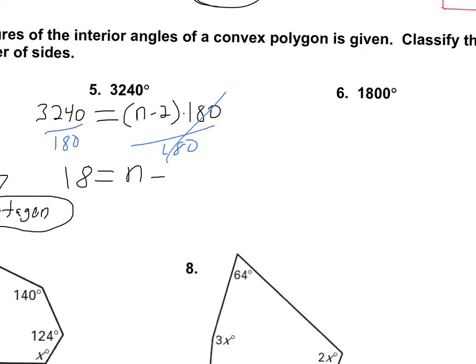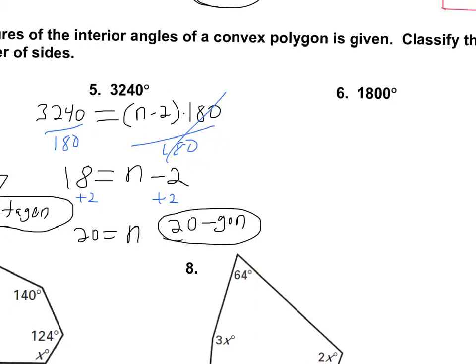Make sure you don't stop there. The answer is not 18 sides. You have to add 2 to both sides, so there's going to be 20 sides to this. And there probably is a name for a 20-sided polygon, but we'll just call it a 20gon. If it's above 10, go ahead and just say the number dash gon.